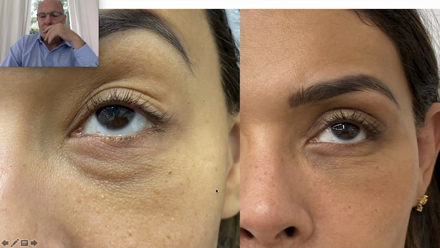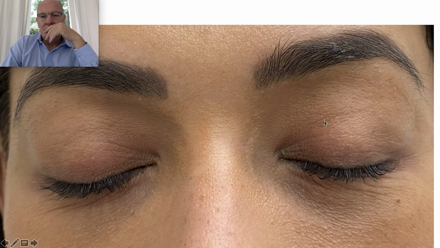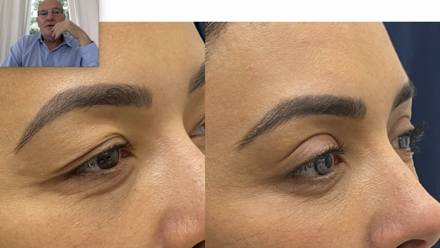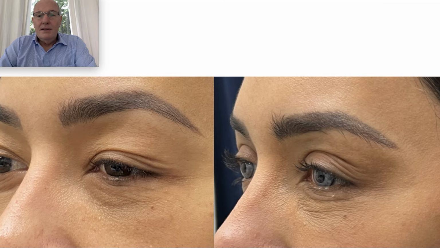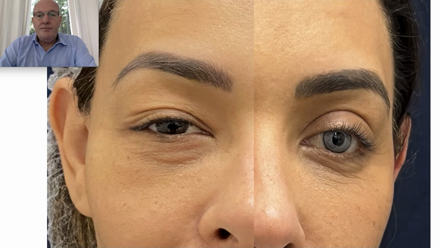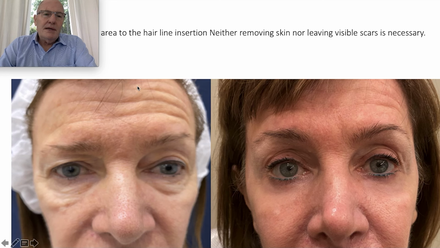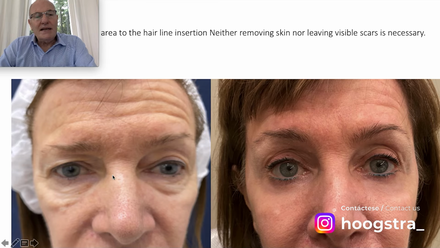You can see no scar, and the result of improving the view. And here you can see the comparison with one side to the other side. What I'm saying, from the malar area to the forehead to the hairline, it is never necessary to leave a scar, and all the skin is tightening and rejuvenated with the action of carbon dioxide laser.